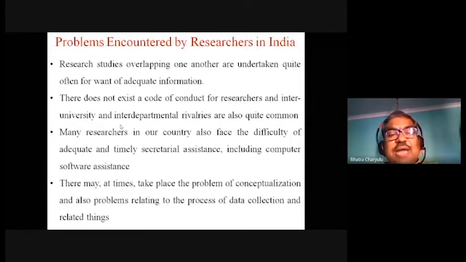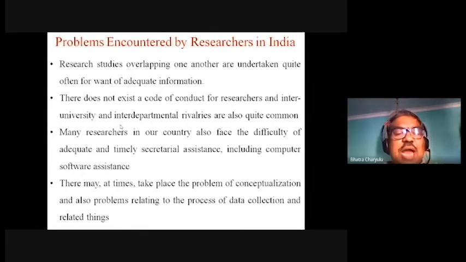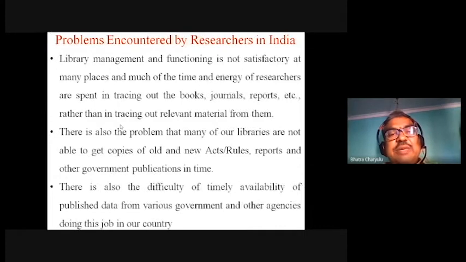There may at times take place the problem of conceptualization and also problems relating to the process of data collection and related things. The library management and functioning is not satisfactory at many places, and much of the time and energy of the researchers are spent in tracing out the books, journals, reports, etc., rather than in tracing out relevant material from them. So this is one of the major problems that we are facing.